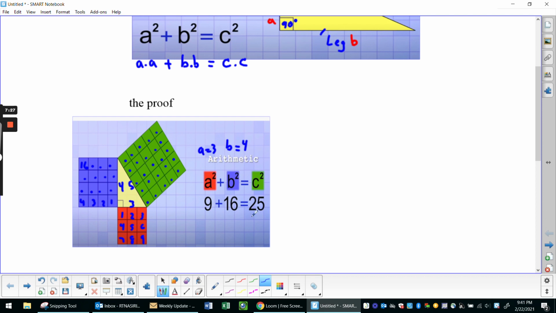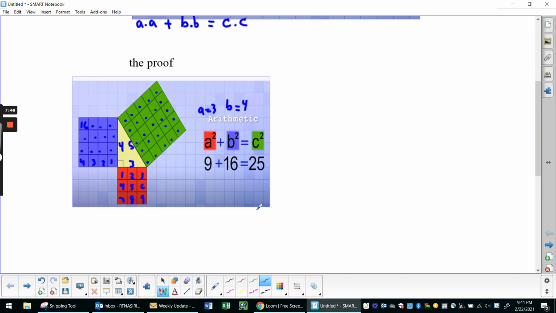And this always happens with a right triangle. It doesn't matter what size of a right triangle you have. It doesn't matter what shape of a right triangle you have. You will always have this relationship. So this here is going to show you a 4 by 3 by 5 right triangle. And it's pretty neat to see that relationship.